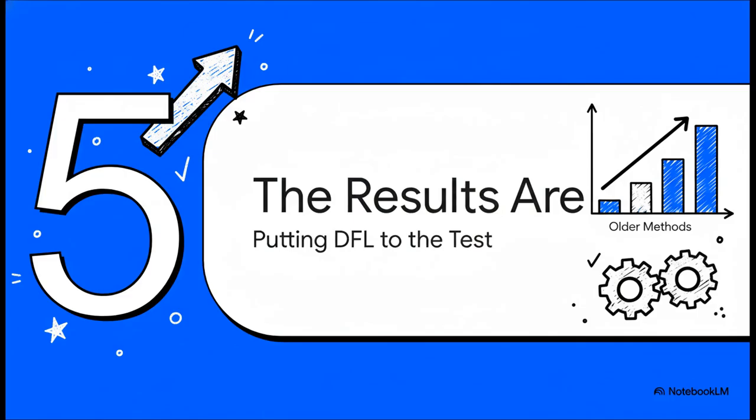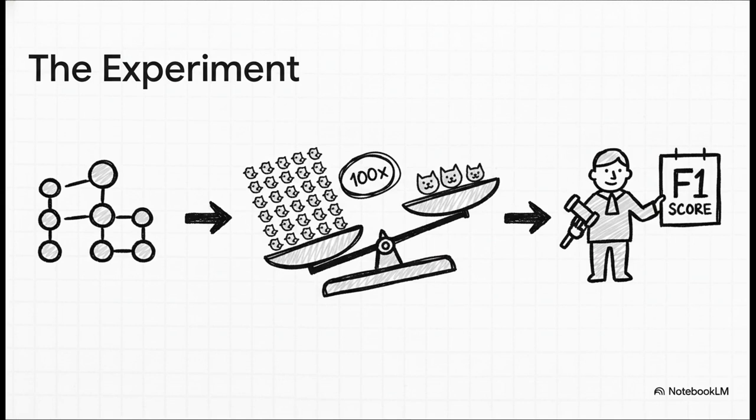All right, so the theory sounds amazing, but the real question is, does it actually work? Let's get to the proof. This is where we see how dynamic focal loss stacked up head-to-head against the older methods in some seriously tough experiments. The researchers didn't go easy on it. They took a standard AI model and they tested it on a dataset that was intentionally made super imbalanced. We're talking in some cases 100 times more examples of the common stuff than the rare stuff. And to measure success, they used something called the F1 score, which is just a really smart way to grade the AI that penalizes it if it only gets the easy common stuff right.